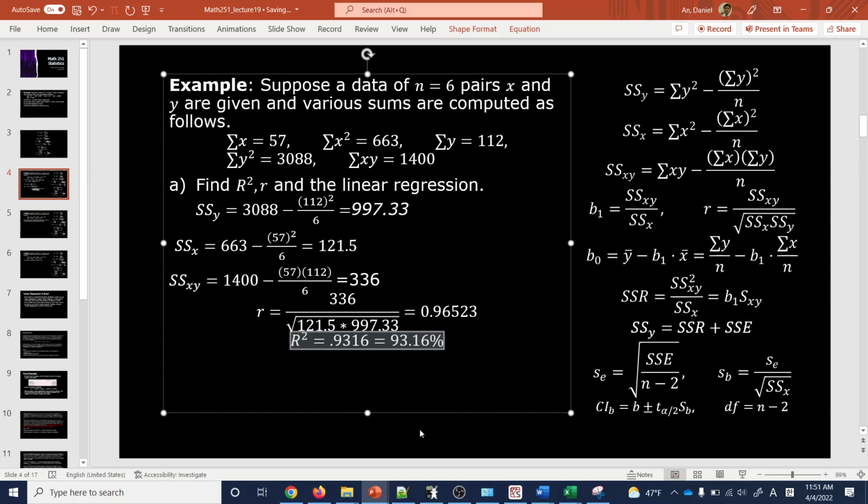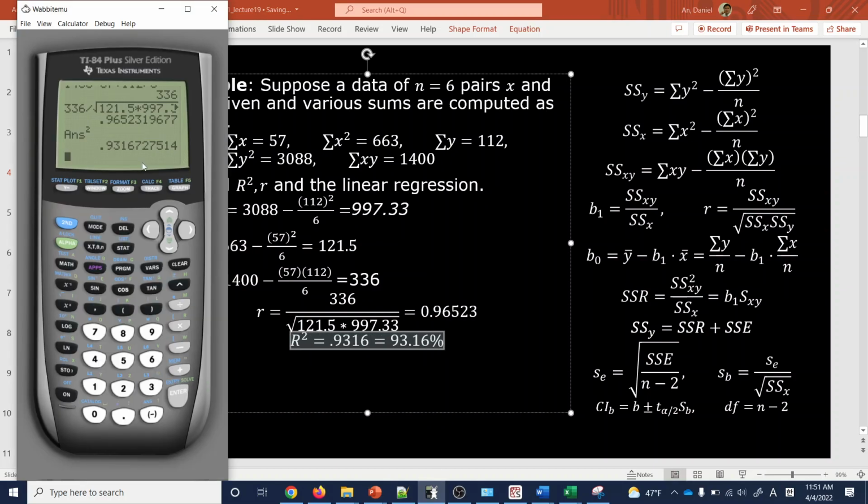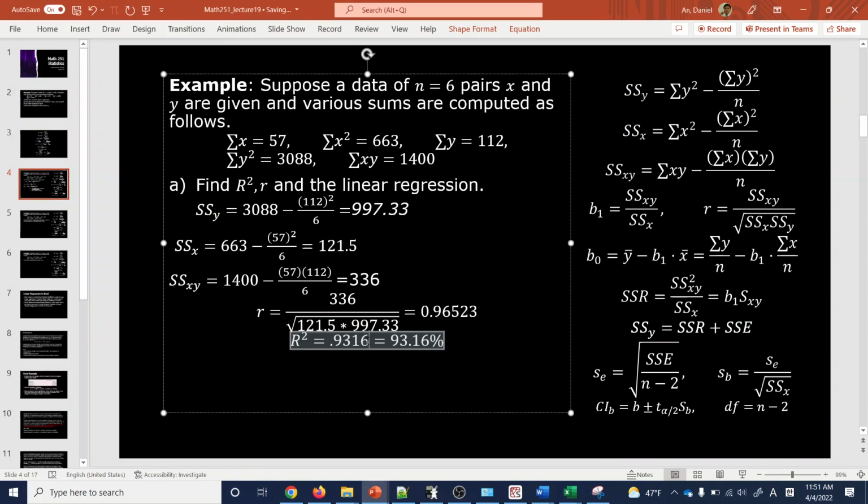93.16%. Just a minute, did I round it right? Oh, I should have said 7. Okay, so what does this mean? What does an r squared value of 93.17% mean?